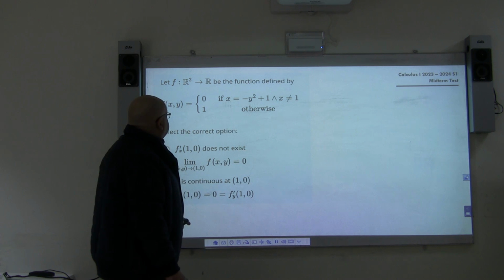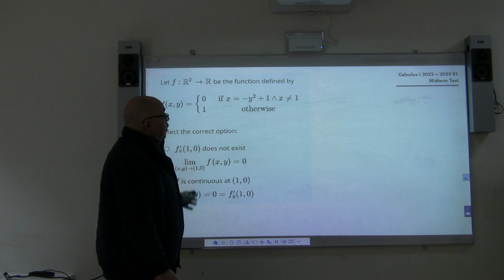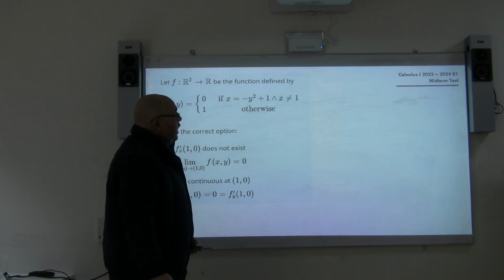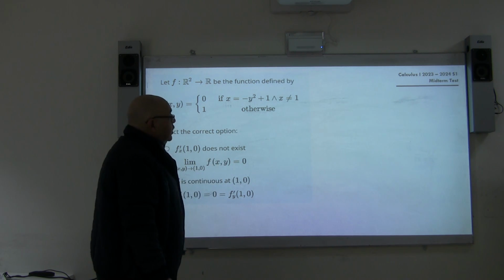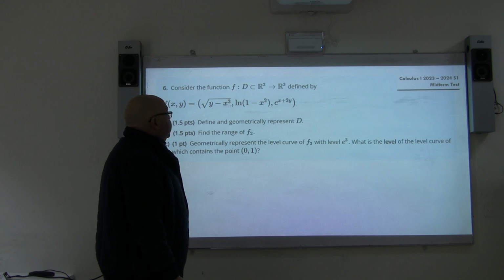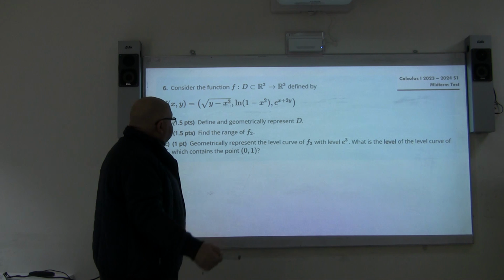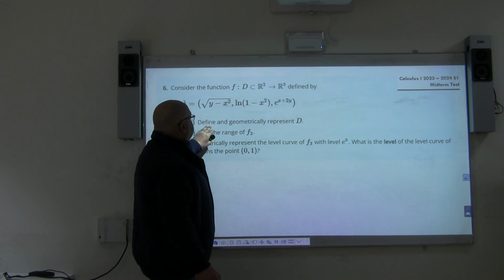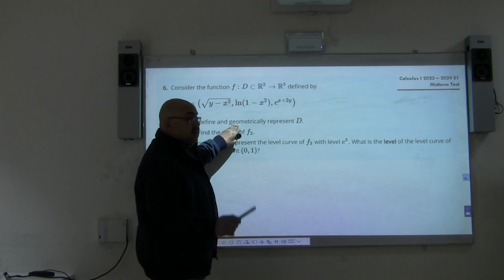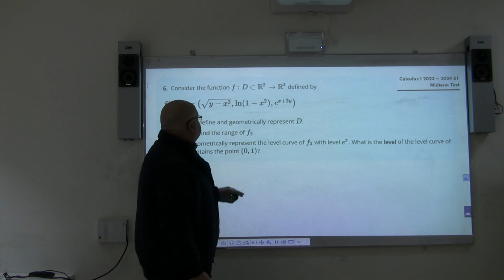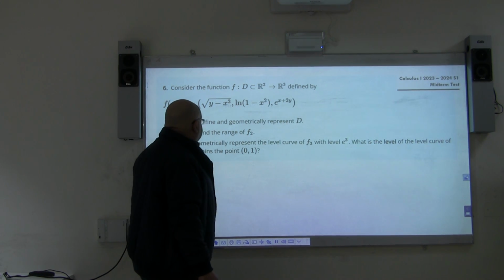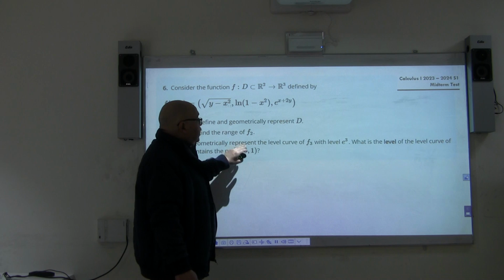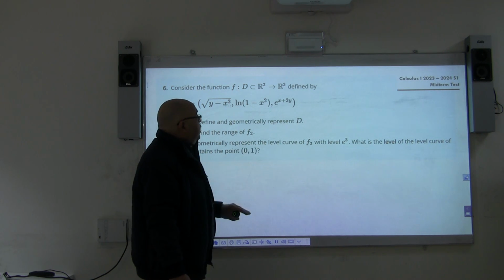That's another problem also. He wants you to select the correct option of multiple choice, and this was in calculus, the midterm 1, in calculus 23-24. This is another problem with a vector valued function where he wants you to define and graphically represent it. This is like the problems that we had previously. Find the range of f, geometrically represent the level curves of f when c is equal to 3, if you remember.